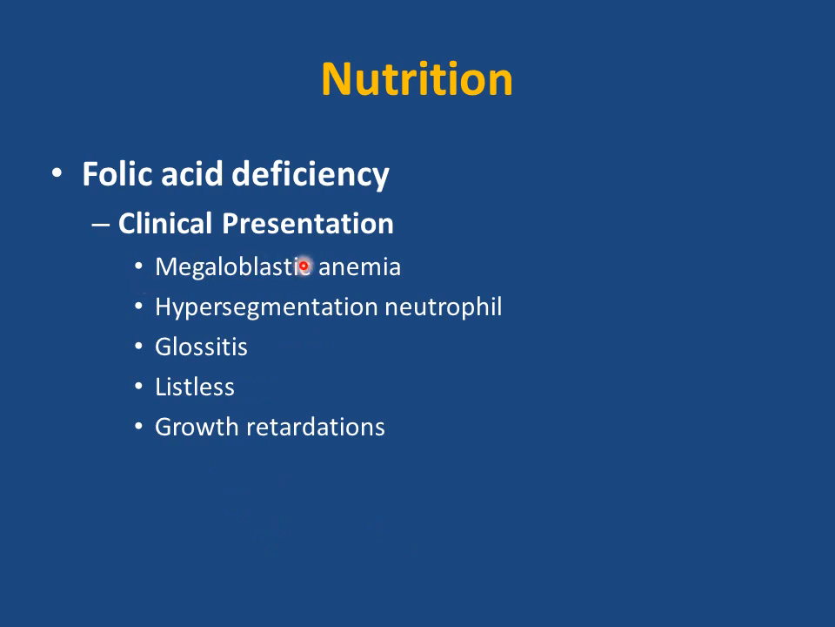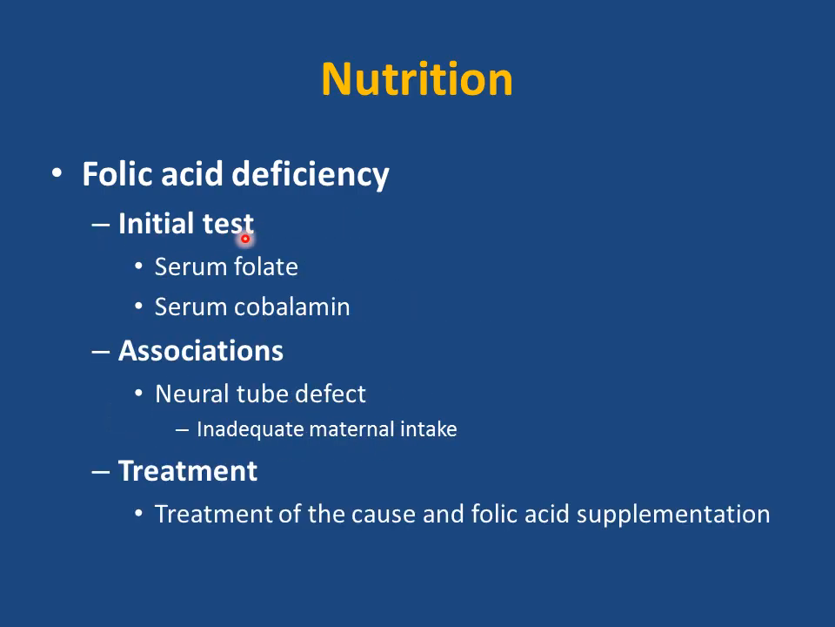Clinical presentation of folic acid deficiency: megaloblastic anemia, similar to that of B12, hypersegmentation of neutrophils, glossitis, inflammation of the tongue, listless, growth retardation or failure to thrive. If you are presented with a child with macrocytic anemia, the next test to do is serum folic acid and serum cobalamin to differentiate if it is folic acid deficiency or cobalamin deficiency.